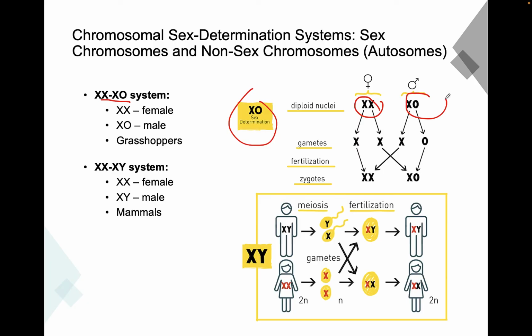In mammals, males have XY and females have XX. Because males produce 2 different types of gametes in regards to their sex chromosomes, not their autosomes, they are considered to be heterogametic. Females, because they have 2 of the same, XX, are considered to be homogametic.